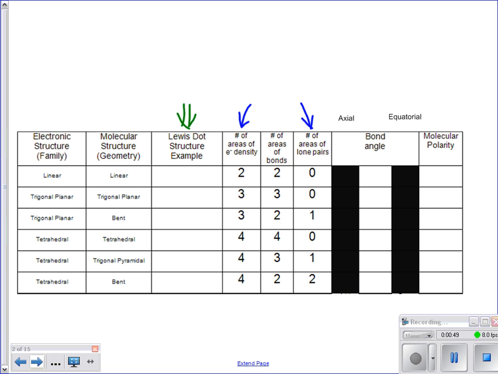So we're trying to figure out our number of areas of electron density on the central atom. That's huge to know. And also the number of areas of lone pairs on that central atom. To give an example, if we had something like ammonia, where we have our 3 hydrogens and a lone pair on that central atom, we've got 4 areas of electron density on that central atom, 1, 2, 3, and 4. And out of those 4 areas of electron density, we've got 1 lone pair.